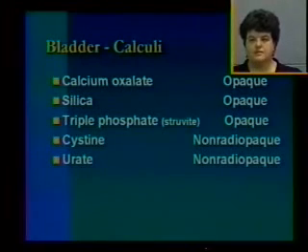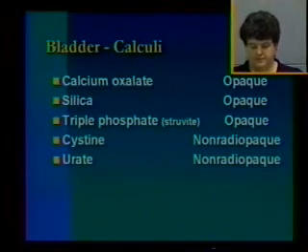So the most common cystic calculi, or most common bladder stone, is the struvite or triple phosphate. It is radio-opaque. Calcium oxalate is the next most common. It is also radio-opaque. Silica, which are very rare, you can see radiographically. Cysteine, which are very uncommon, you cannot see on plain films. And urate, which are common in the Dalmatian and in the dogs with portosystemic shunts, you also cannot see on plain films.